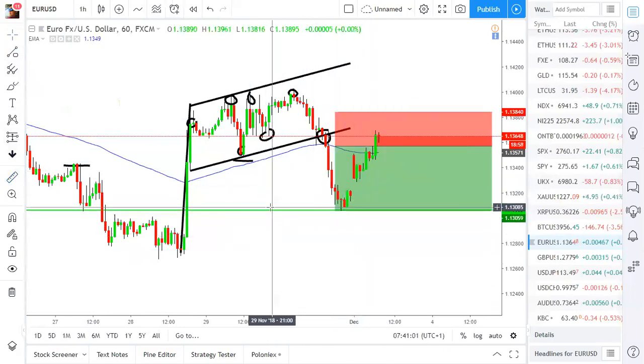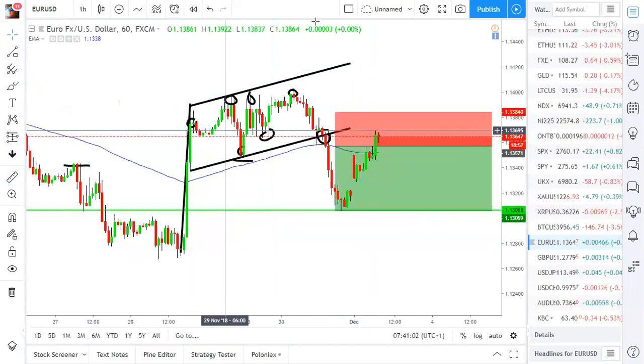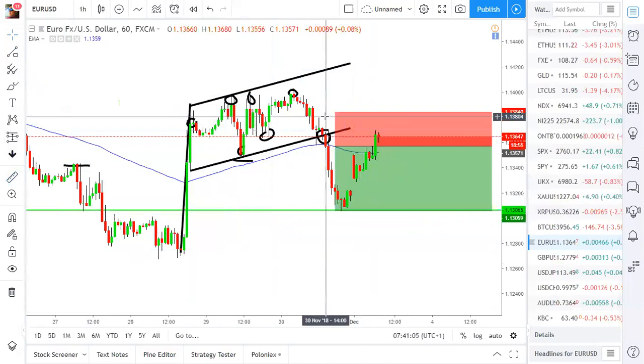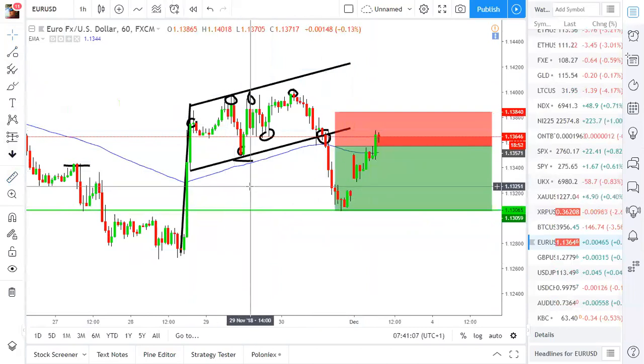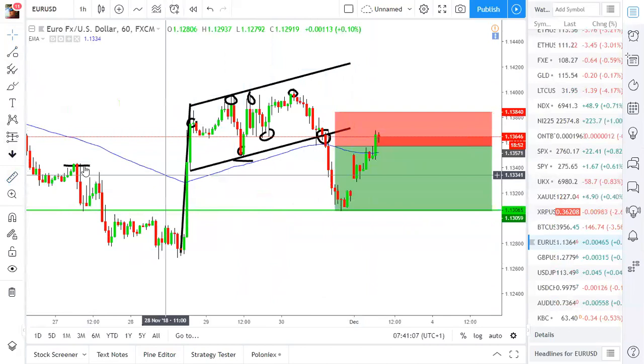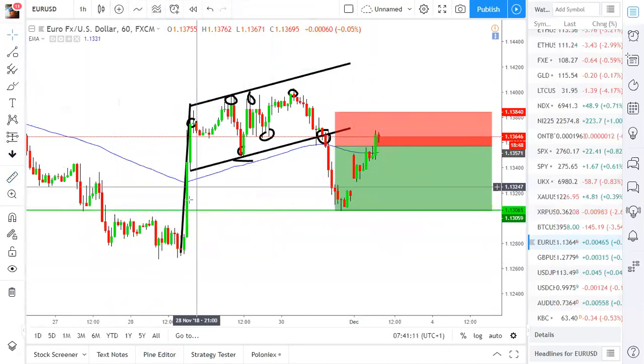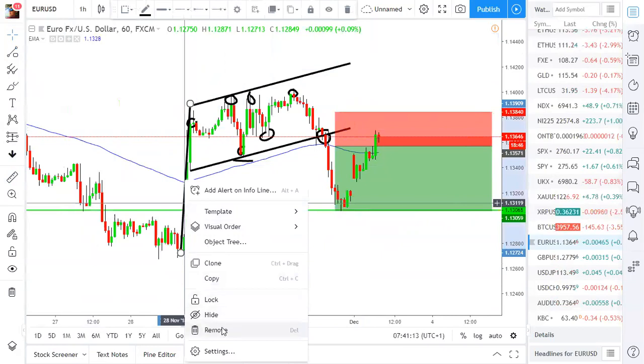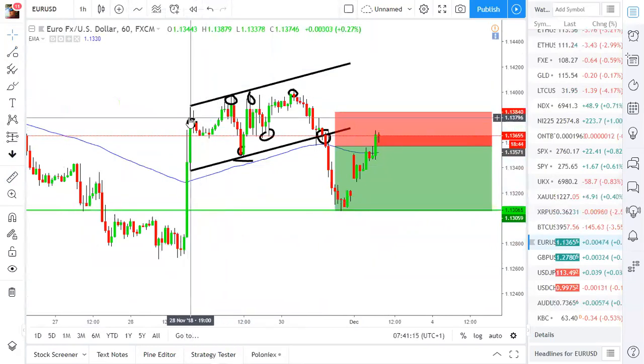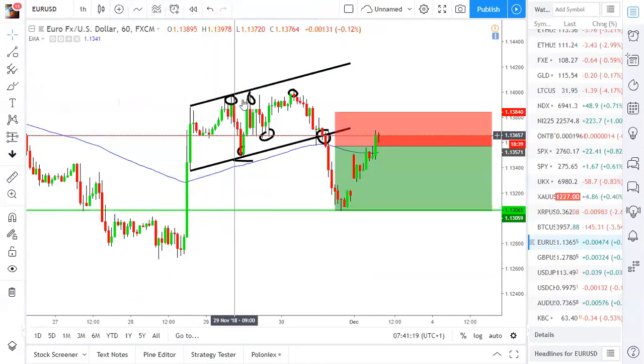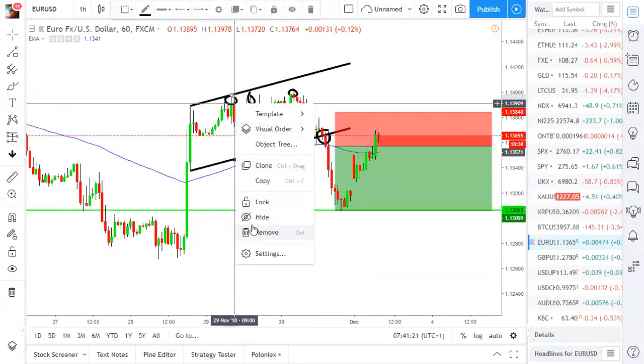So that was really nice. Waited all day for that to play out. As I said, that only happened at about 2 p.m. South African time. So if you're patient, the right trading setups reveal themselves. You don't have to force the market to do what you want it to do.